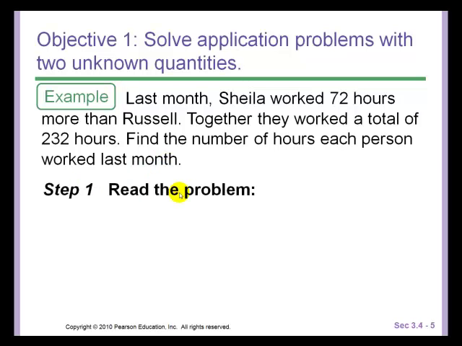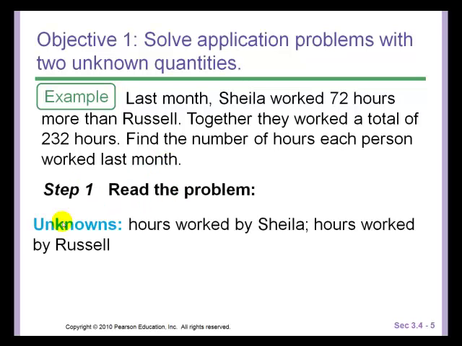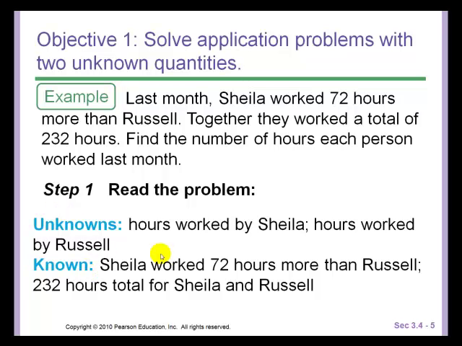Step 1 is to read the problem and identify what you know and what you don't know. What we don't know: the hours worked by Sheila and the hours worked by Russell. This is typically the question you are trying to answer. What do we know? Well, we know that Sheila worked 72 hours more than Russell, and that 232 hours was the total for Sheila and Russell.